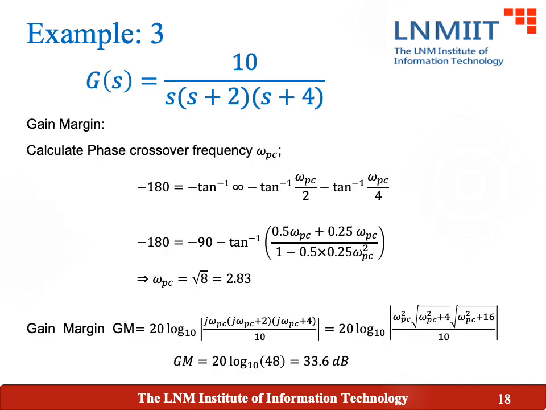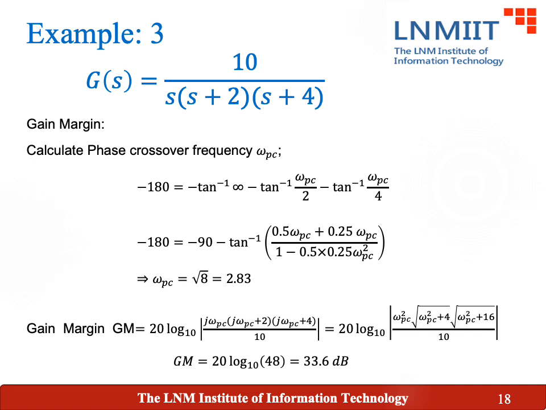So let's take another transfer function, which is 10 upon s plus 2, s plus 4. We calculate the phase crossover frequency first, since we are calculating the gain margin first. For the gain margin, we require the phase crossover frequency, and the phase crossover frequency is found by substituting the angle of the system equal to minus 180 degrees. So let's take this formula for your system, substitute the angle equal to minus 180 degrees, and we will have omega pc, the phase crossover frequency, equal to 2.83 radian per second. At this particular frequency, we will calculate the gain margin of your system.